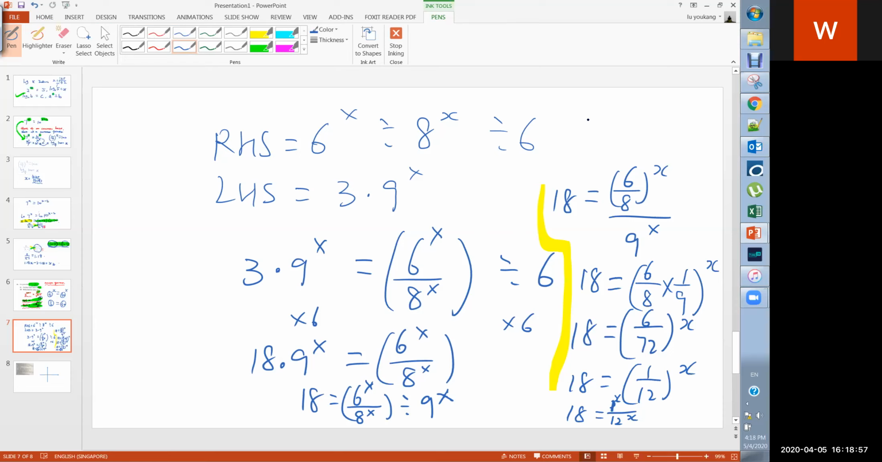1 to the power 1, 1 to the power 0, 1 to the power negative 1, they are all equal to 1. So that means on top you only get 1. So you already get your 12x. 12x is equal to 1 over 18.